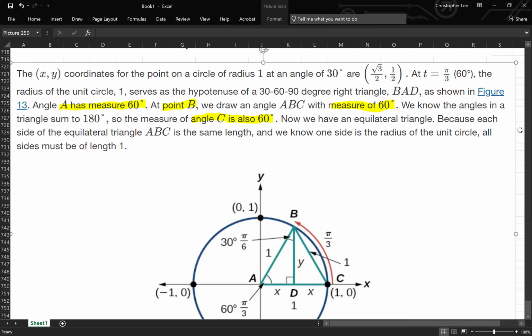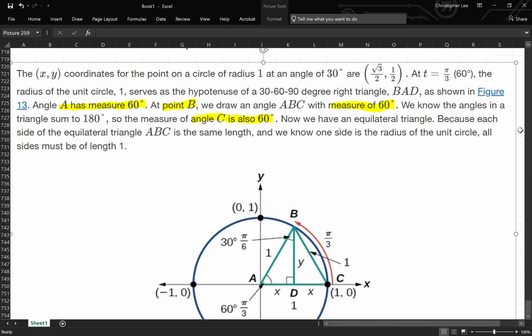The XY coordinates for the point on the circle of radius 1 at an angle of 30 degrees are radical 3 over 2 and 1 over 2. At t equal to 1/3 of 60 degrees, the radius of the unit circle, 1, serves as the hypotenuse of the 30-60-90 degree right triangle ABD, as shown in figure 13.